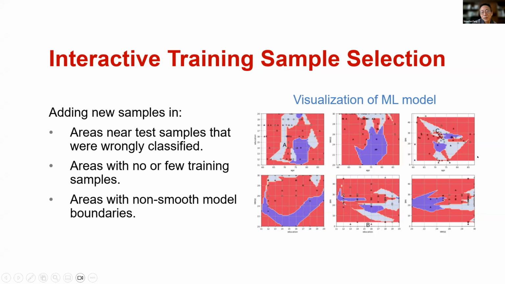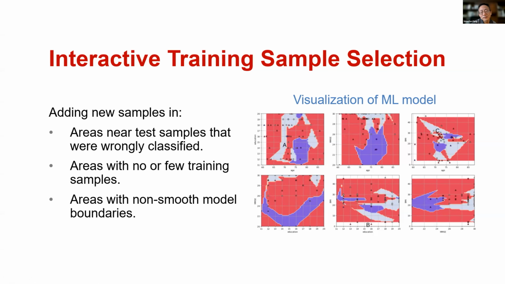Then I'm going to visualize that model. Then I will see where in that space I can add new samples to improve the model. So where do I add? Well, I want to add in areas with no or very few training samples. We also want to add points in areas with non-smooth model boundaries. If the boundaries are very jagged or very irregular, then you know that boundary needs to be improved because the data may not be enough. Therefore, you add new training samples there.